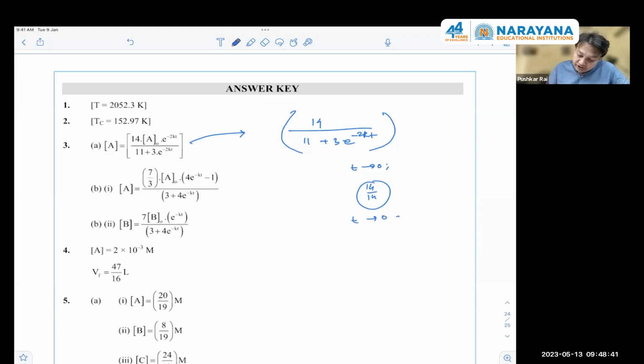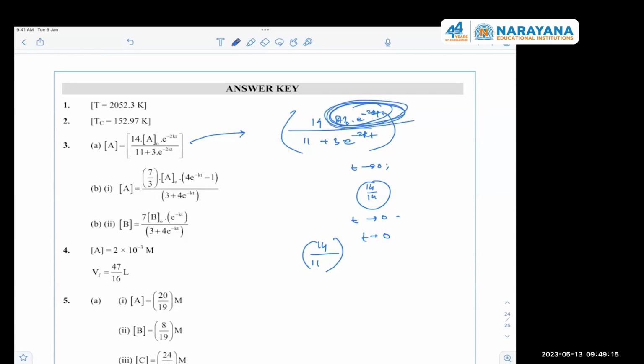This is the natural variation, A naught, the initial concentration, e to the power minus 2kt. It is varying like this. But at t tends to infinity, what will happen? See, 14 upon 11, this is the factor. So the concentration appears to be somewhat more. The variation of A, you see, this is 14 by 11, somewhat more than what you expect from simple variation.